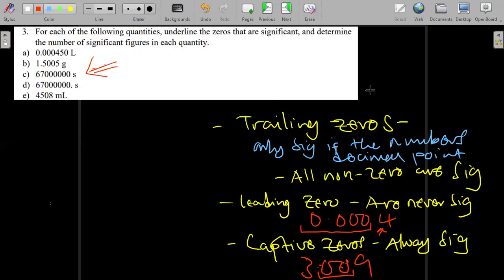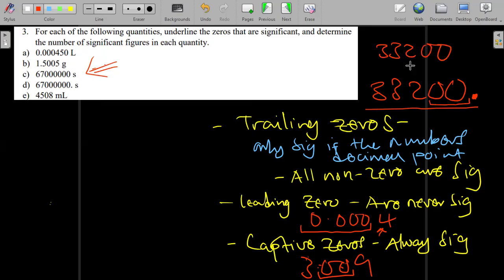So for example, I can write 33200. Okay, so these zeros here can only be significant if in this number there is a decimal point like that. And then we can say that these here are significant. If I write 33200 without a decimal point there, then these won't be significant. But if there's a decimal point like that, it means they are what? Significant. So take note of that. Okay, so these are the rules that you need to know when you talk about significant figures.